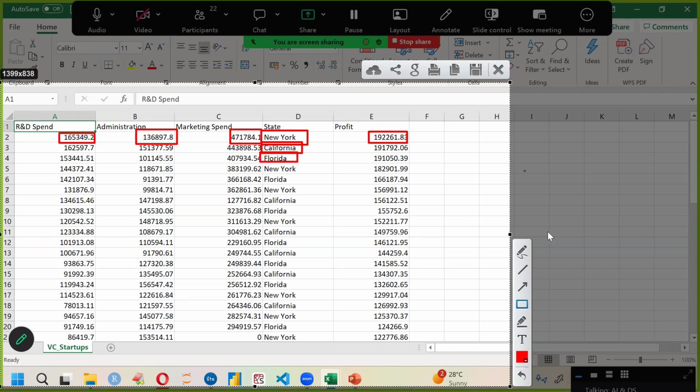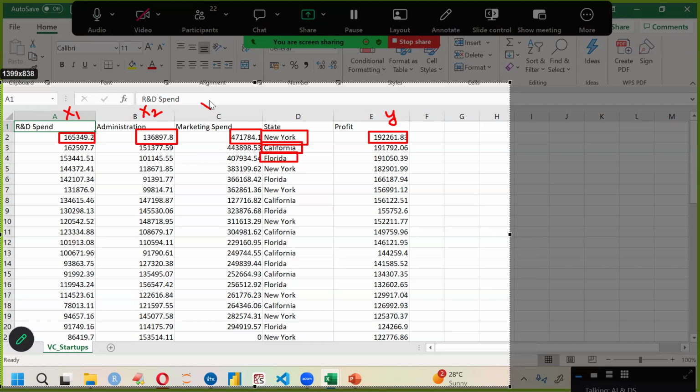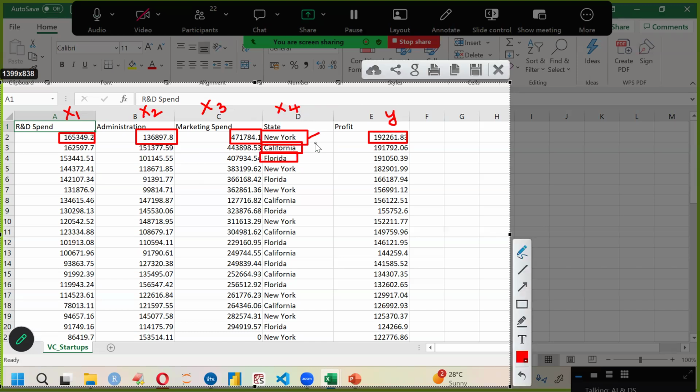Okay. And now, after going through this data set, it is clearly visible that the profit is the one which will depend upon R&D. So profit is a dependent variable, and I will denote it as small y. R&D is an independent variable, which I will treat as X1. Administration is another independent variable, X2. Marketing is another independent variable, X3. And the state where it is located is another independent variable, X4.